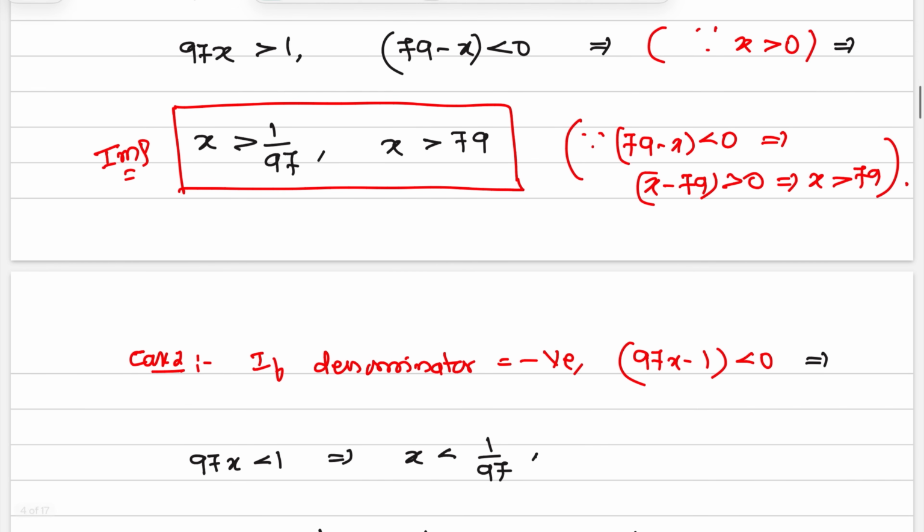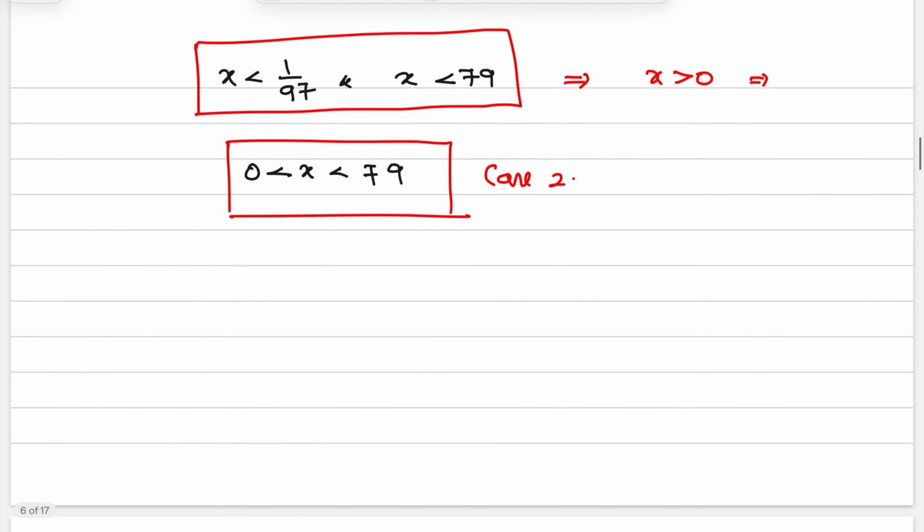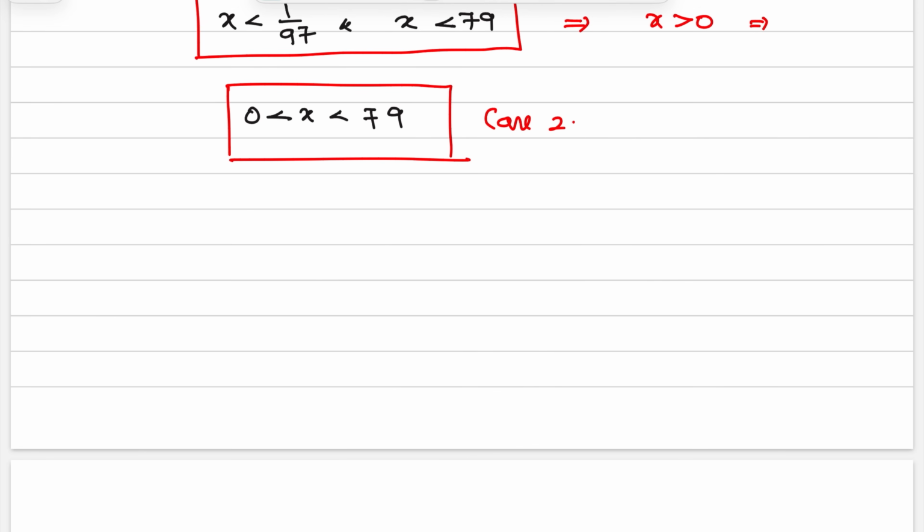In case 1, x is greater than 1 by 97 and x is greater than 79. That implies x is greater than 79. This is case 1. Now, we will apply these principles, the values of x for a and b, and we deduce values of a and b for minimum a plus b.